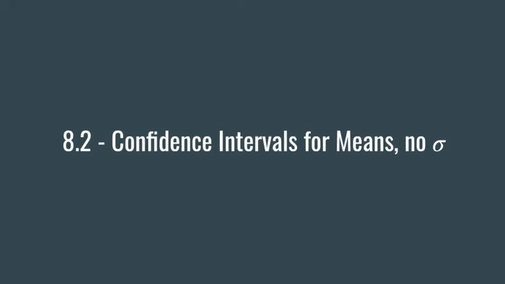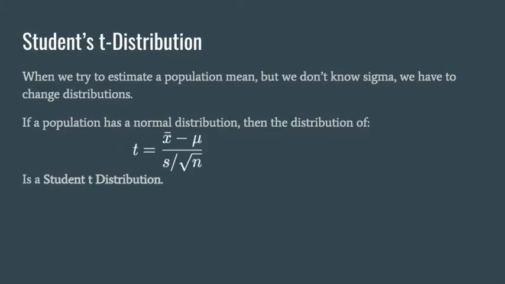Section 8.2 talks about confidence intervals for means again, only this time we are not given the population standard deviation sigma. That makes this section a little more realistic than the previous section because, like I said before, there are not too many scenarios I can envision where we know the standard deviation but we don't know the mean. So when we are in this situation, we're going to switch distributions. We can only use the normal distribution if we know sigma. So if we don't know sigma, we switch to the student t distribution.